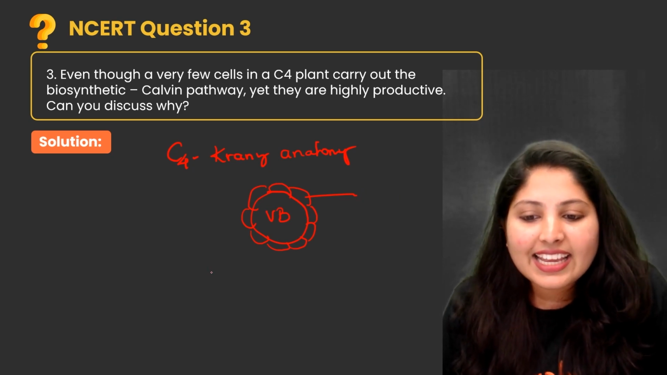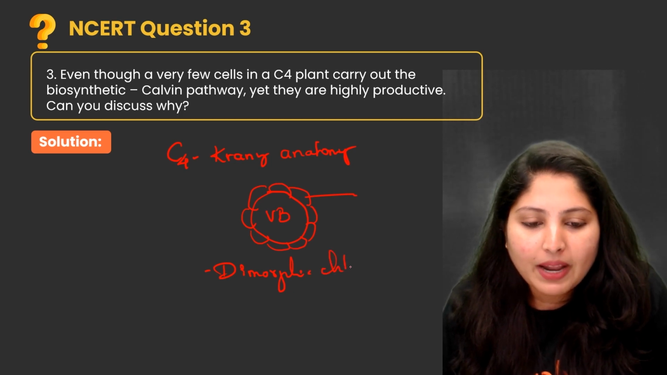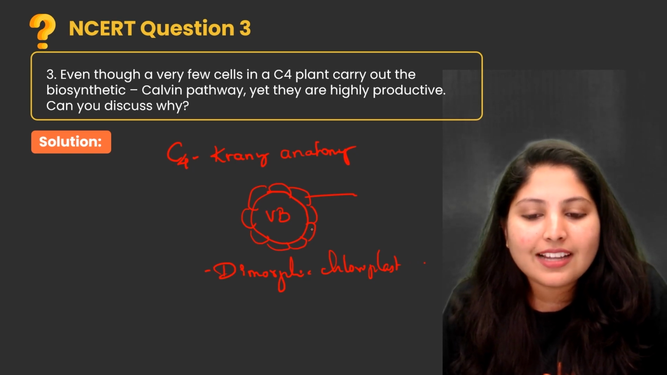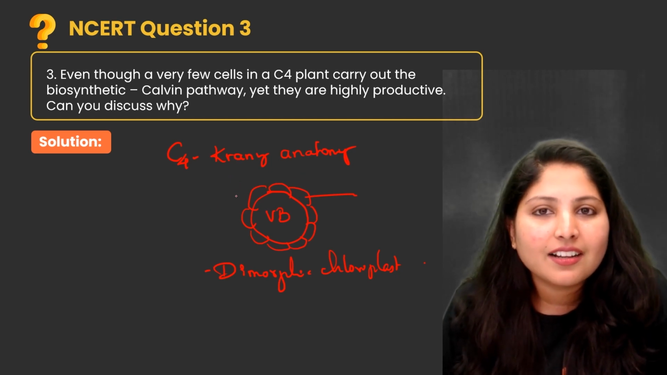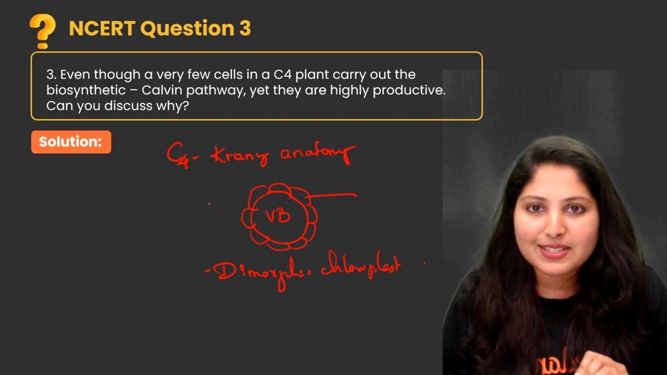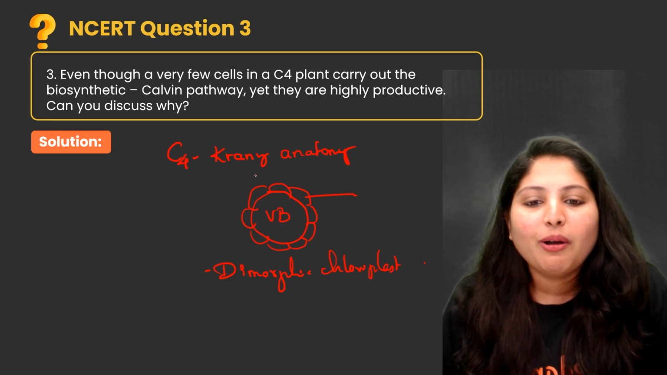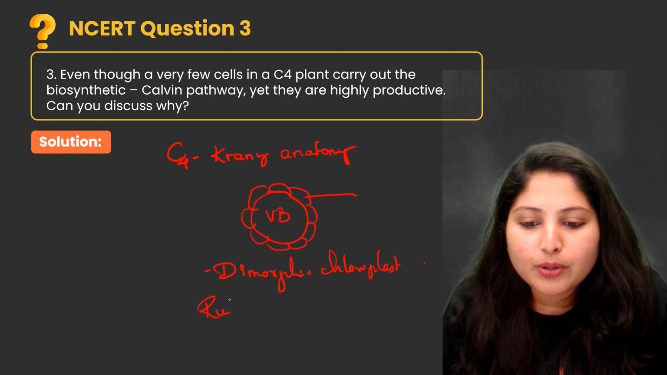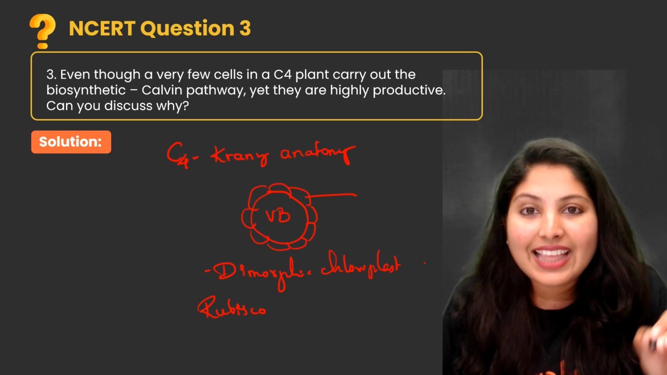So the second key characteristic of C4 plants is dimorphic chloroplast. See here, the bundle sheath cells do not contain grana, but the remaining mesophyll tissues contain chloroplasts which have grana. Hence there are two types of chloroplast present in C4 plants. These two structures help the Rubisco to produce glucose from carbon dioxide.